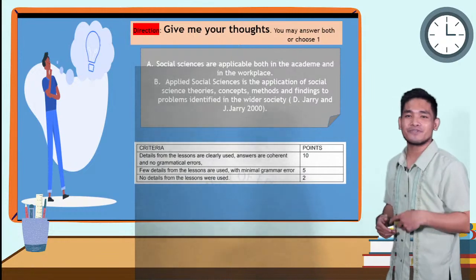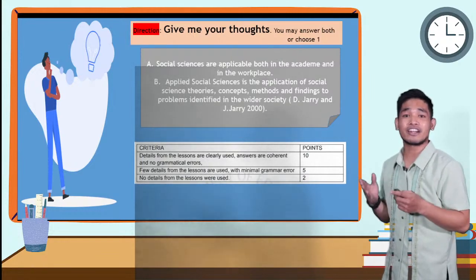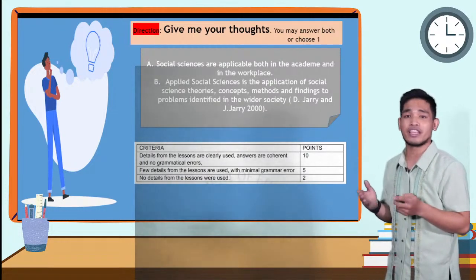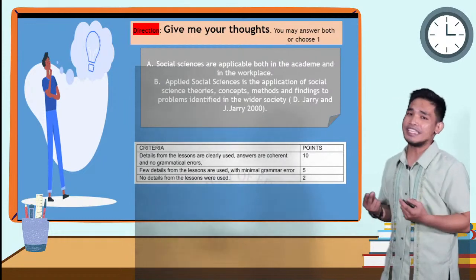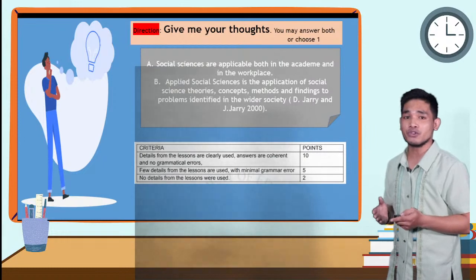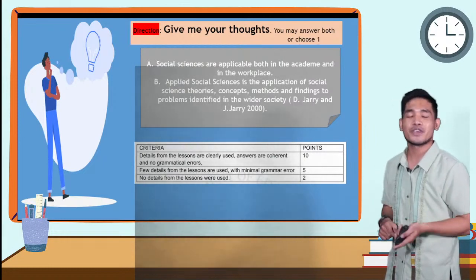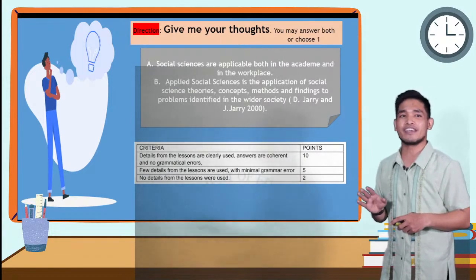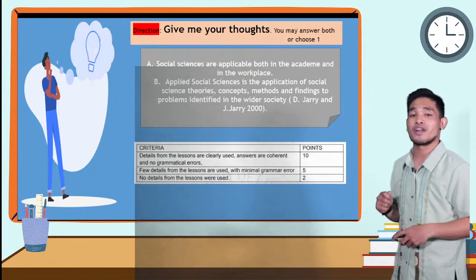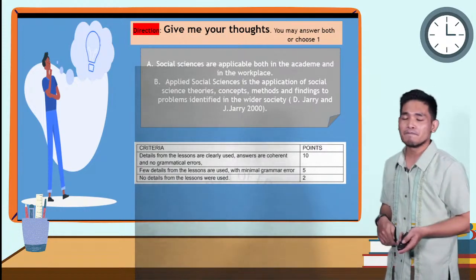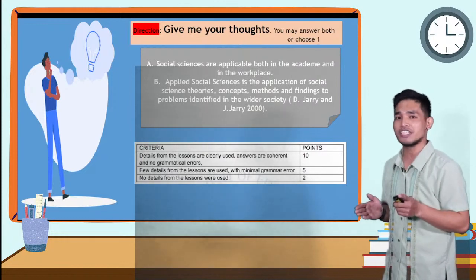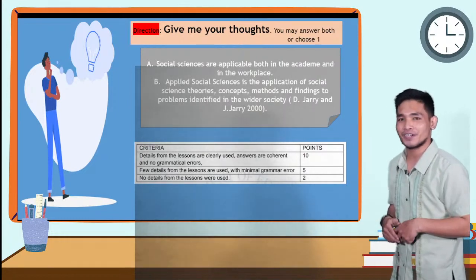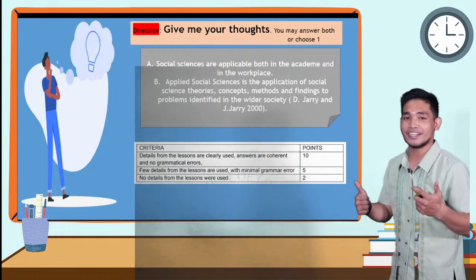To evaluate your work, let me present to you the criteria for judging. 10 points if the details from the lessons are clearly used, answered, and coherent, with no grammatical errors. 5 points if few details from the lessons are used, with minimal grammar errors. 2 points if no details from the lessons were used. Okay? So you are going to submit it to your assigned teacher or subject teacher to assess your work. Is that clear? All right.